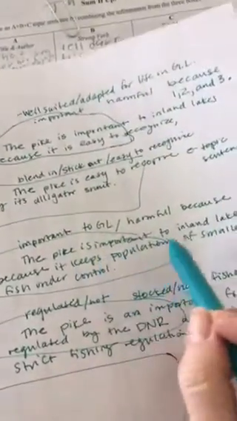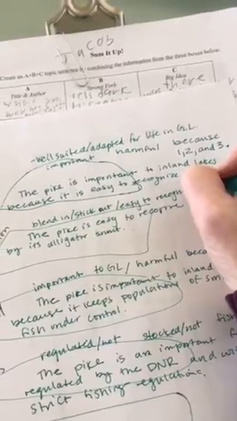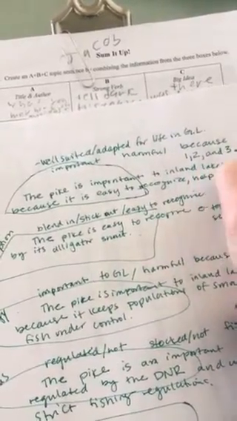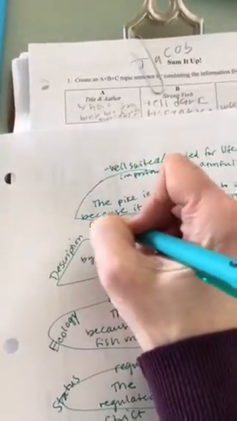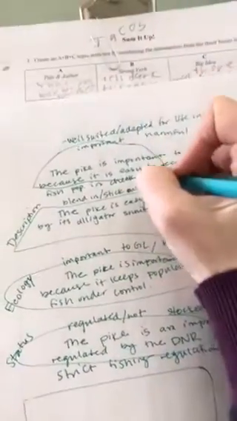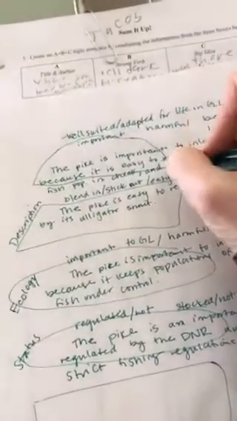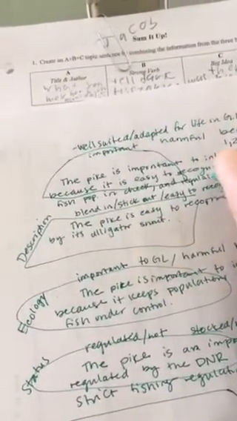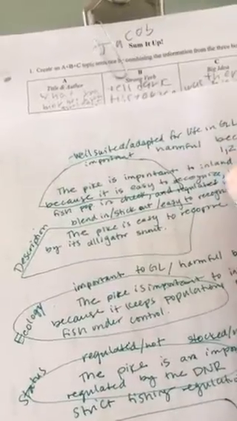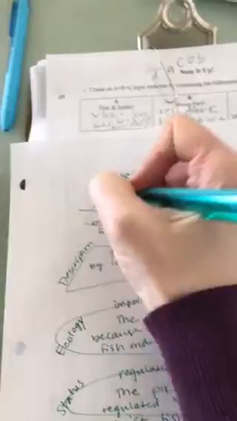Down to the second one, I'm going to add on to that. They help keep fish populations in check. That's another way of saying what I said down in the second part. And, comma, and regulated by the DNR. So that's my thesis statement there.